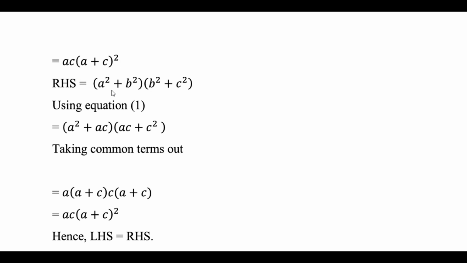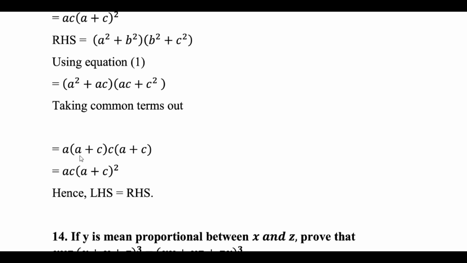Right hand side, that is (A square plus B square) into (B square plus C square). Using equation 1, (A square plus AC) into (AC plus C square). Again taking common terms out, taking A common, you will get A plus C, and again take C as common, you will get A plus C. So AC into (A plus C) whole square. So it is proved that the left hand side is equal to the right hand side.